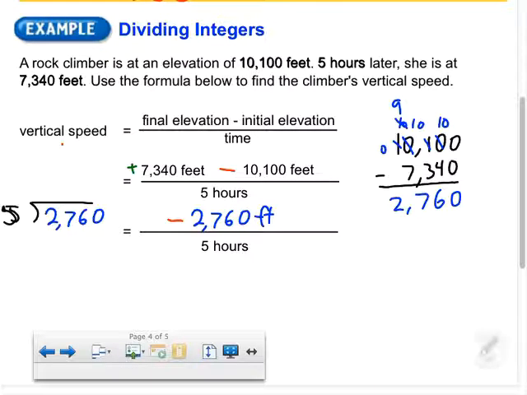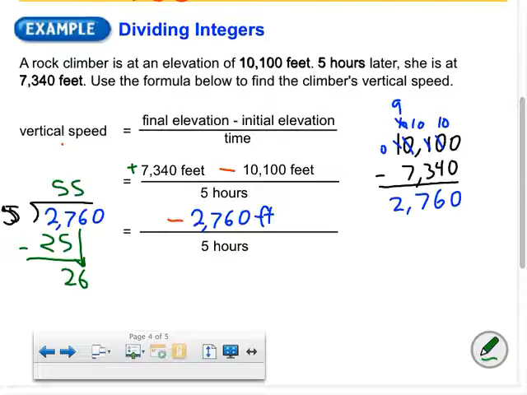Okay. So 5, can it go into 2? No. Can 5 go into 27? Yes. How many times? 5 times. 5 times 5 is? 25. So I'm going to subtract 25. Subtract that off. I got a 2.